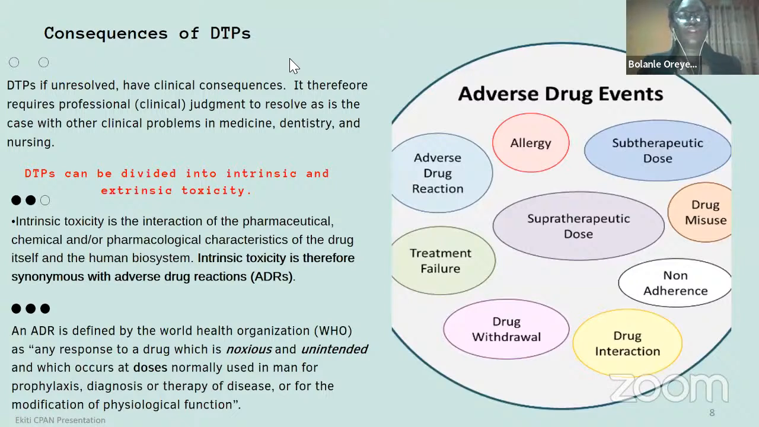An ADR is defined by the WHO as any response to a drug that is noxious and unintended and which occurs at doses normally used in man for prophylaxis, diagnosis, or therapy of disease, or for the modification of physiological function. Simply put, this drug is used by everybody. The dose that was used is the recommended dosage. However, in a few set of people, you just find out that they don't do well. They don't tolerate that drug.